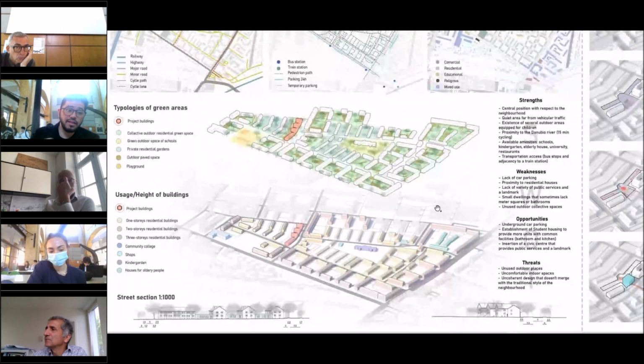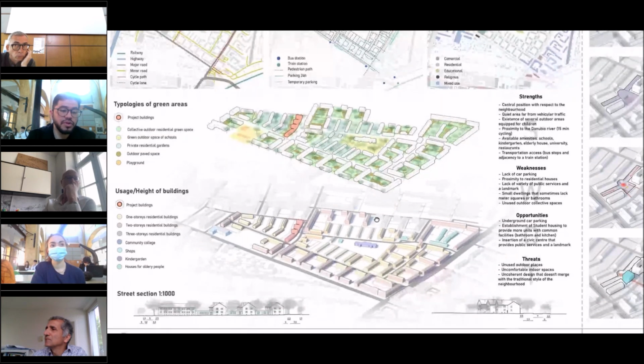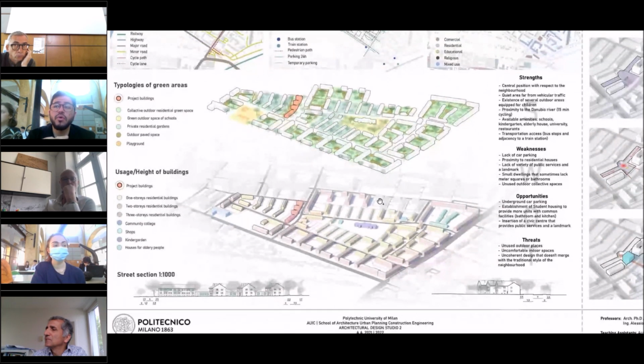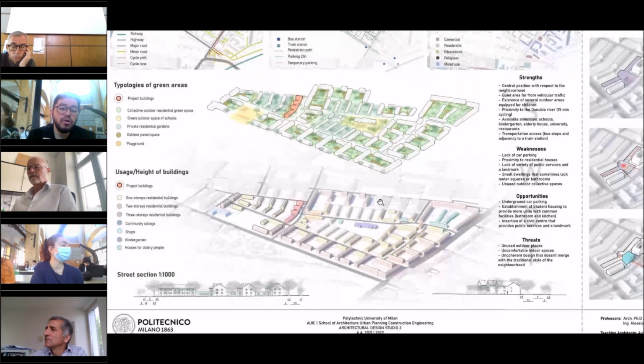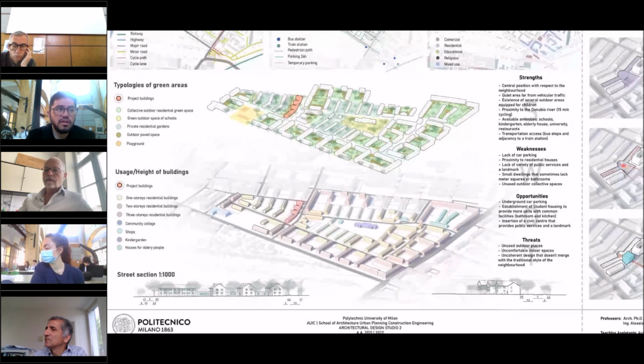Also, we could realize that there are many typologies of green areas. Some are collective, some private, some outdoor and playgrounds. However, those points are more just the green infrastructure, not places which are properly designed to host people and have some gatherings and stuff.